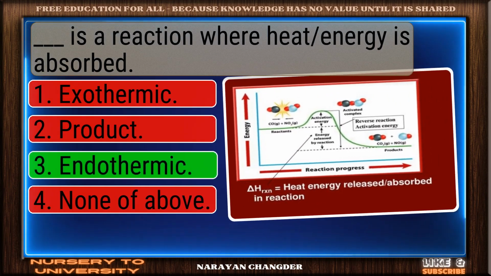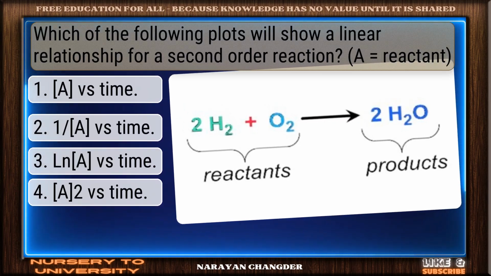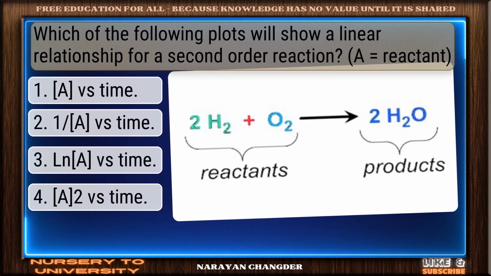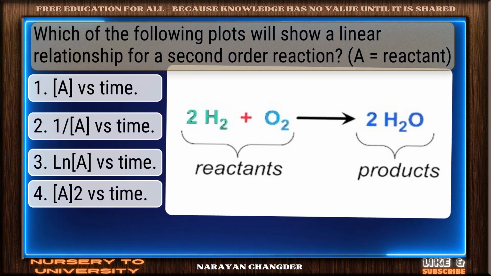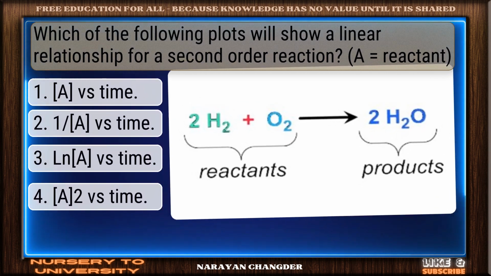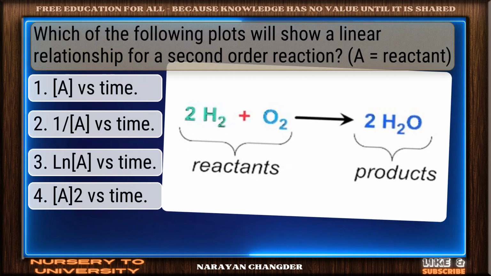Keep it up, endothermic. Which of the following plots will show a linear relationship for a second-order reaction? Option 1, rate versus time. Option 2, 1 over concentration versus time. Option 3, ln concentration versus time. Option 4, concentration squared versus time.